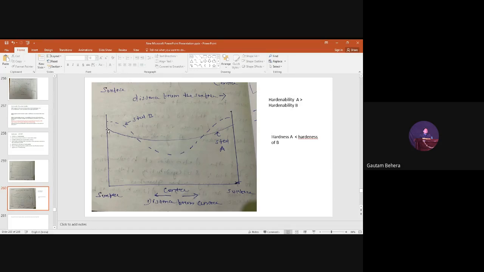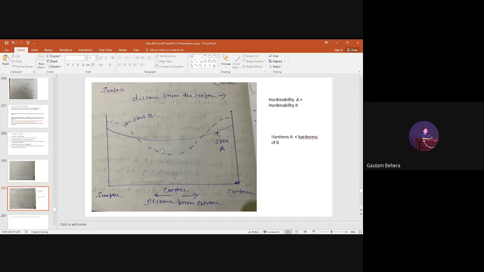You can see the hardness from the surface to the center is not varying much. There are no big changes in the hardness value. You can see they are nearly comparable. The hardness at the surface of steel A and at the center or core is nearly the same. There is not much difference in the hardness value for steel A. But if you look at steel B, you can see the hardness at the surface is very high.